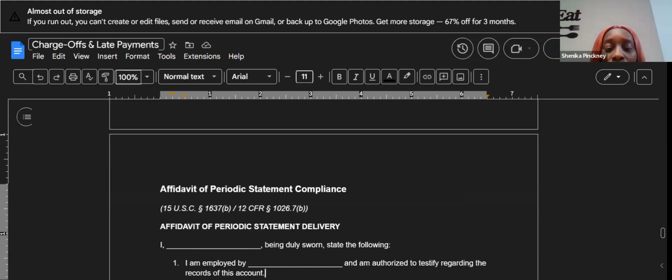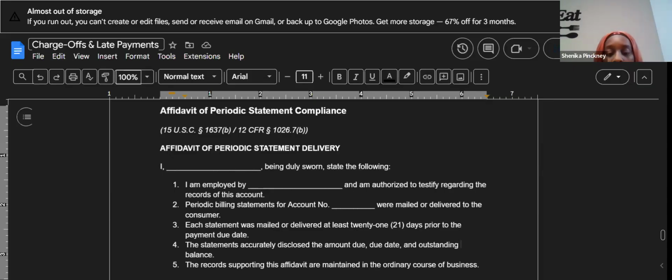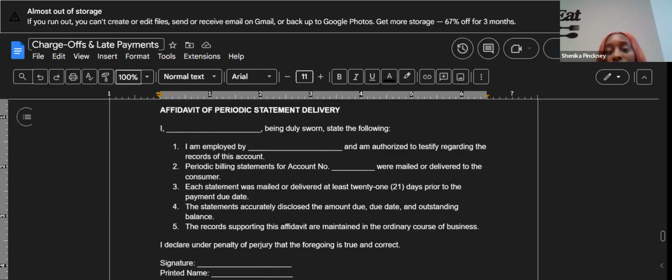Affidavit of periodic statement compliance. 15 U.S.C. 1637B, 12 CFR 1026.7B. So the affidavit of periodic statement delivery just says, I, whoever the person is that's working for, let's say, a firm, whoever in that department is working for Navy Federal, Bank of America, Capital One, Credit One, the Fit MasterCard, whoever is working for whomever, whatever it is that you dispute that you have a late payment or a charge off with, I such and such, being duly sworn, stating the facts that I am employed by whoever and am authorized to testify regarding the records of this account.